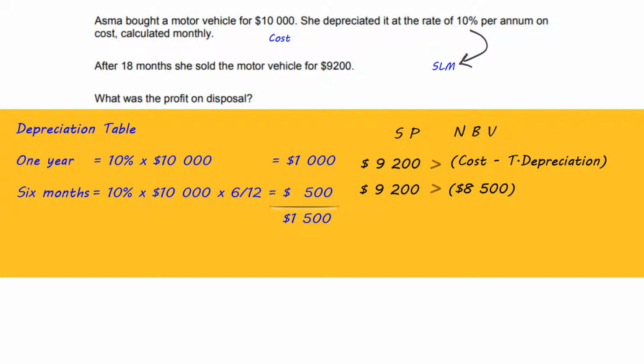Now looking at this, we know that the selling price is more than the net book value. So there's a gain from this disposal. How much is the gain? The difference between these two, which is $700. There you go. So the profit on disposal was $700. Yeah, pretty easy because this is a multiple choice question. Now the next question we will attempt a bit more challenging one, which is a structured question. Now let's look at the next question.